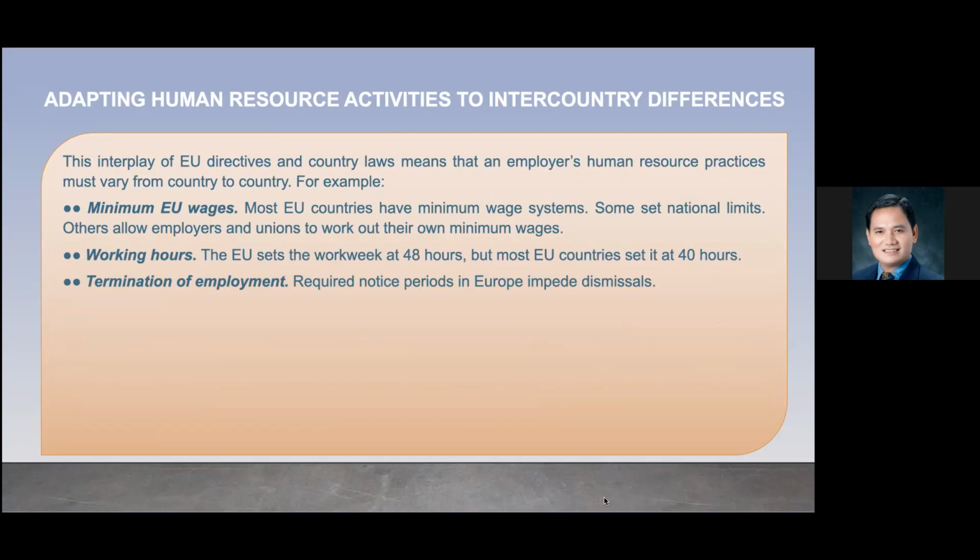Most EU countries have minimum wage systems. Some set national limits, while others allow employers and unions to work out their own minimum wages. Next are the working hours. The EU sets the work week at 48 hours, but most EU countries set it at 40 hours. And then the last example is the termination of employment. Required notice periods in Europe impede dismissals of employees.